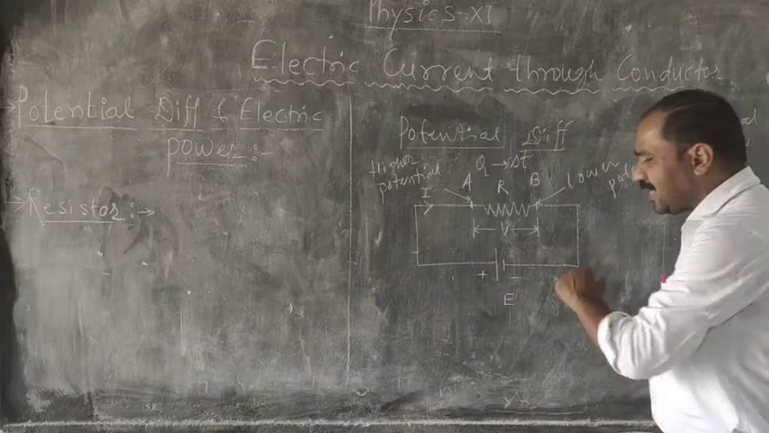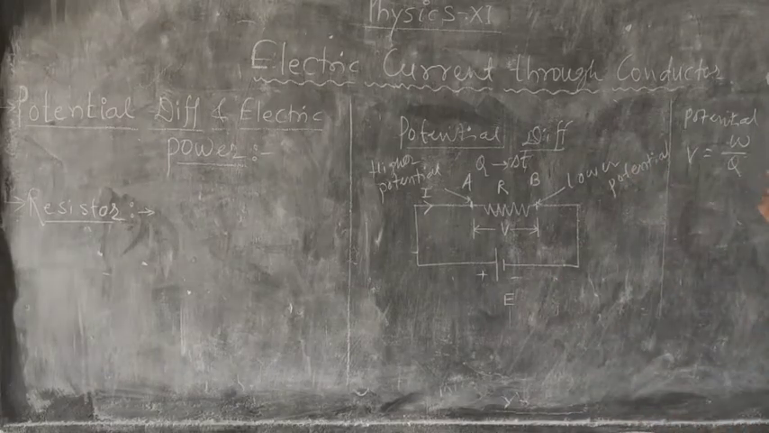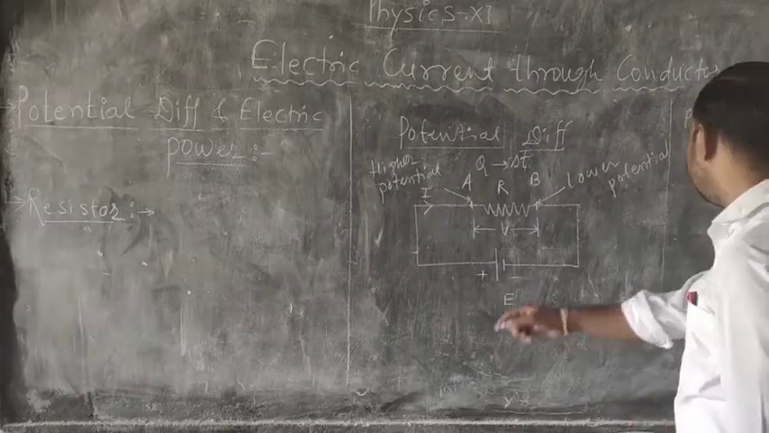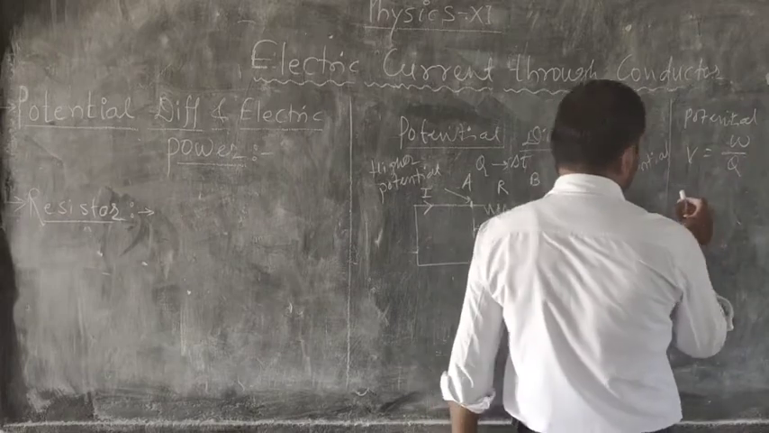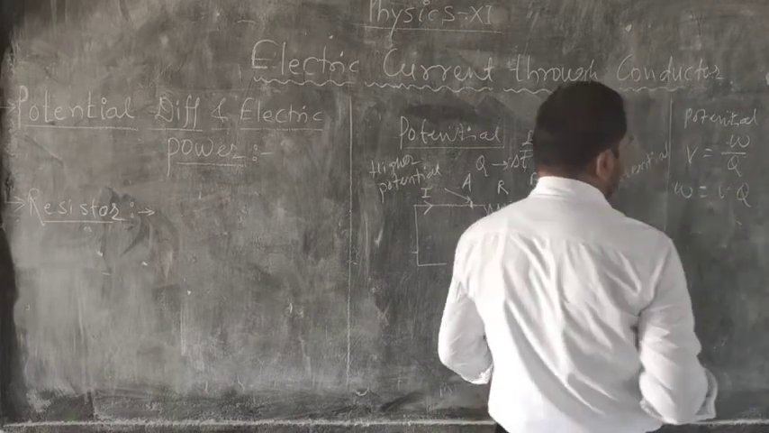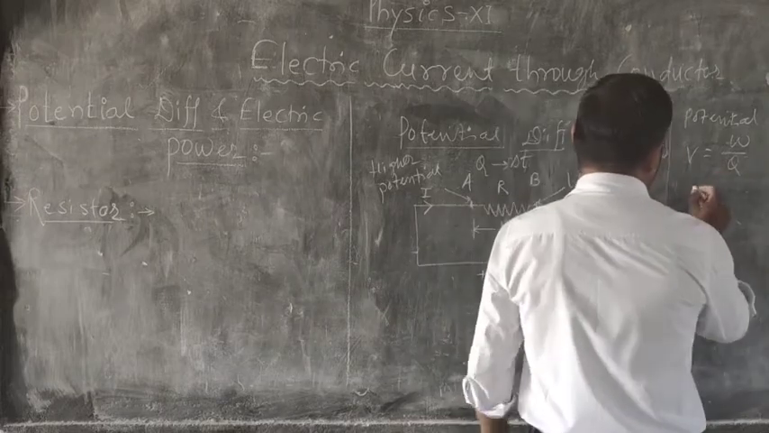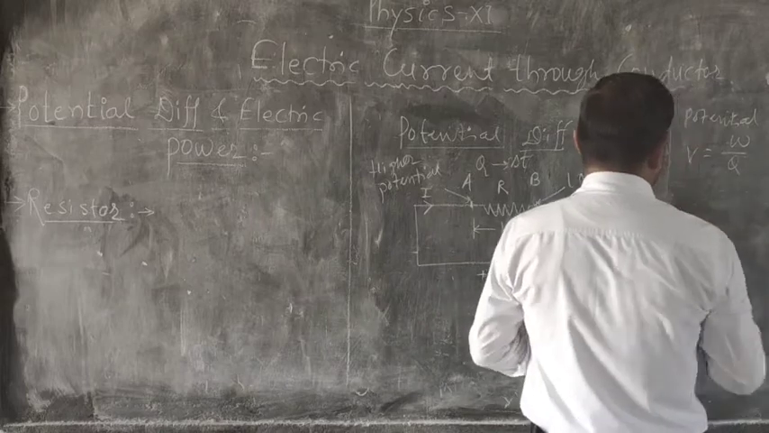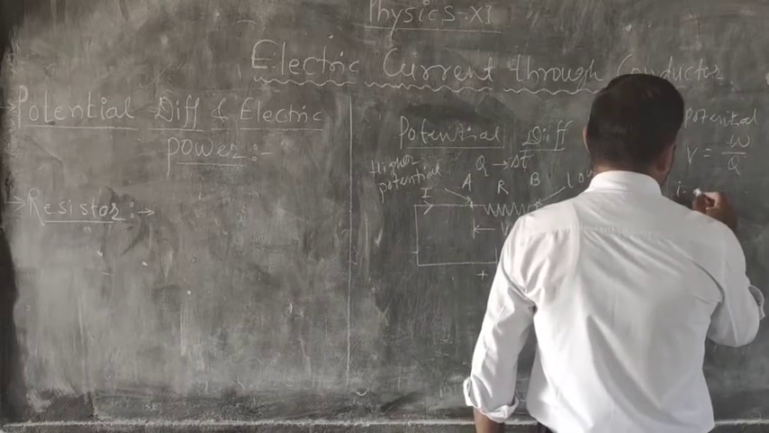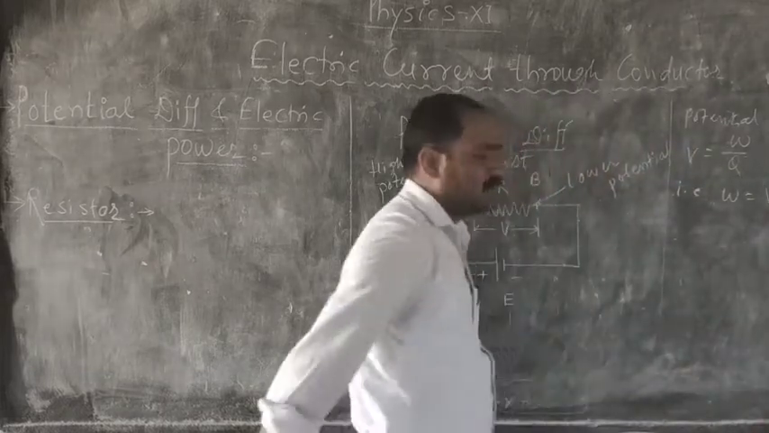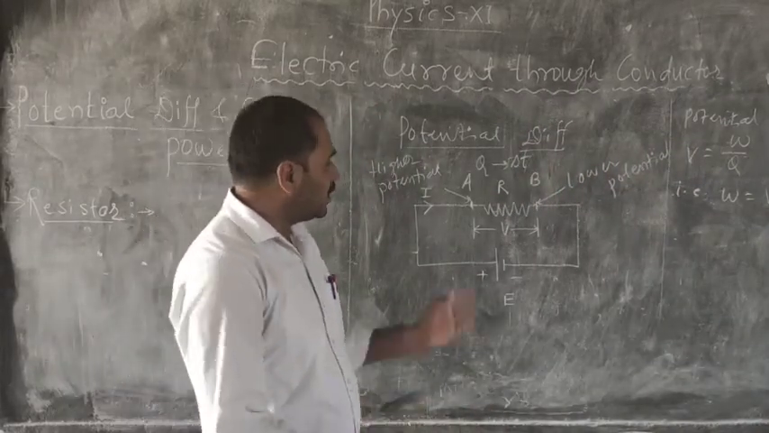ये रेजिस्टर से बहने के लिए जो भी क्या करेगा? वर्क लगेगा, वो चार्ज पे लगेगा. ये वर्क पर यूनिट चार्ज इस वाला का पोटेंशियल डिफरेंस V. So here V is equal to W upon Q. Therefore W is equal to V into Q. ये क्या हुआ? वर्क हुआ. So this is the work, यहाँ पे मैं लिख सकता हूँ that is W is equal to V into Q. So this is the difference of potential.